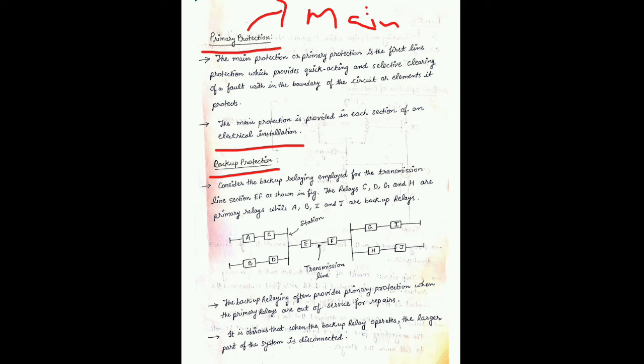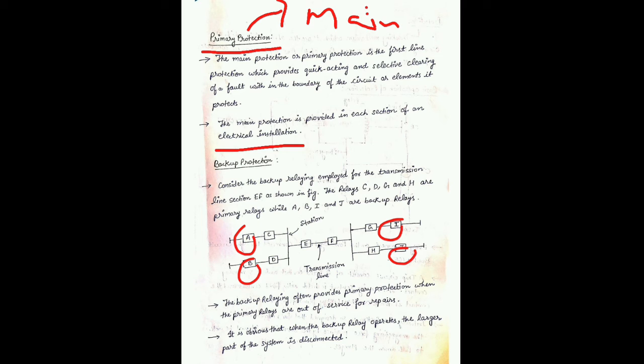Now for backup protection we can consider an example. Consider the backup relay applied for transmission line section EF. Suppose we have to apply the backup protection for transmission line EF. This is the transmission line EF. In this part we have to apply the backup protection. So the relays C, D, G, H are the primary relays, and relays A, B, I, J are the backup relays.